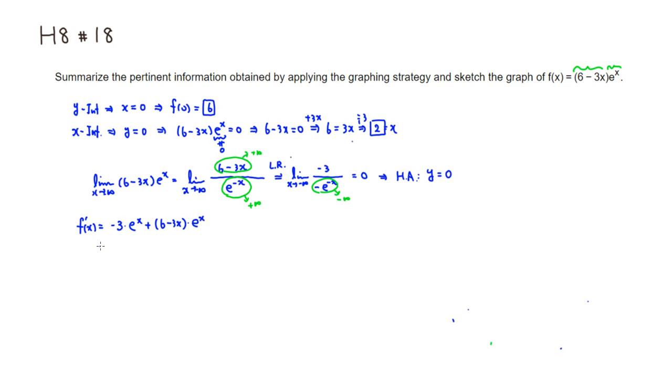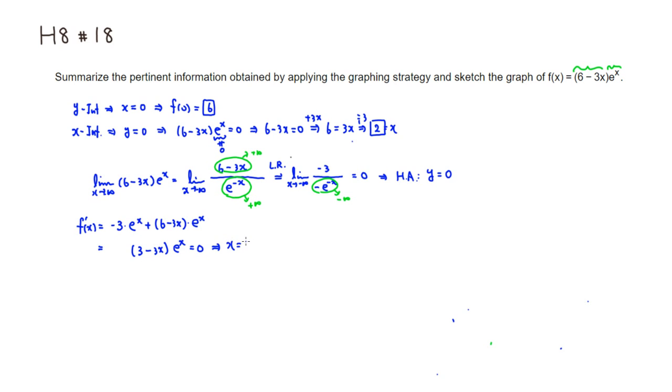If you simplify that, e^x is in common. You have -3 plus 6, so it's going to be 3 minus 3x. This is the derivative, and we set that equal to 0 to find the critical number. You can see that setting that equal to 0, x equals 1.